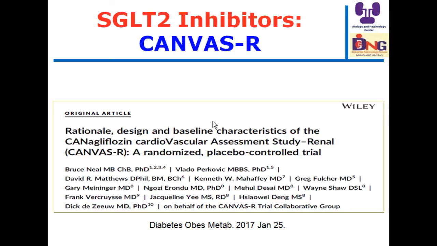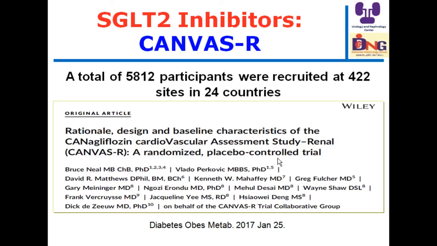Regarding CANVAS-R, the rationale, design and the baseline were published, and this is a trial of the Canagliflozin Cardiovascular Assessment Study, Renal, and we are waiting for the result of this study because the study includes 5,800 participants who were recruited from 422 sites in 24 countries.